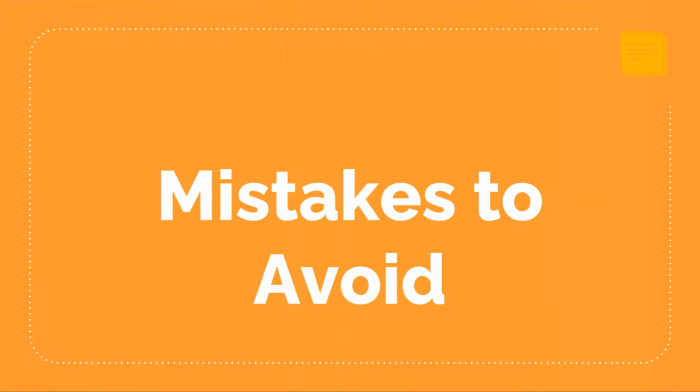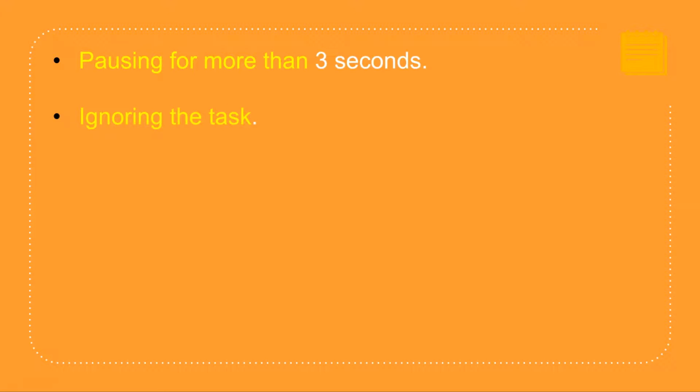Let's now look at what mistakes you need to avoid while attempting these questions. Mistake number 1. Pausing for 3 or more seconds. Trying to think of an answer for too long will result in the microphone being cut off and no further response will be recorded. So keep that in mind. Mistake number 2. Ignoring the task. Many people think that this task is trivial and don't prepare for this task. Remember, tiny drops of water make the ocean. So why ignore this task when it can still contribute to your overall score?